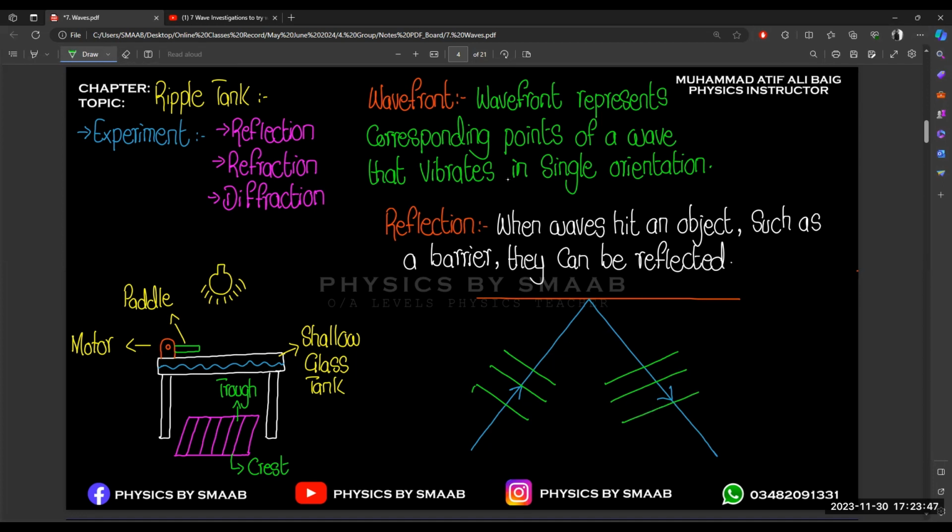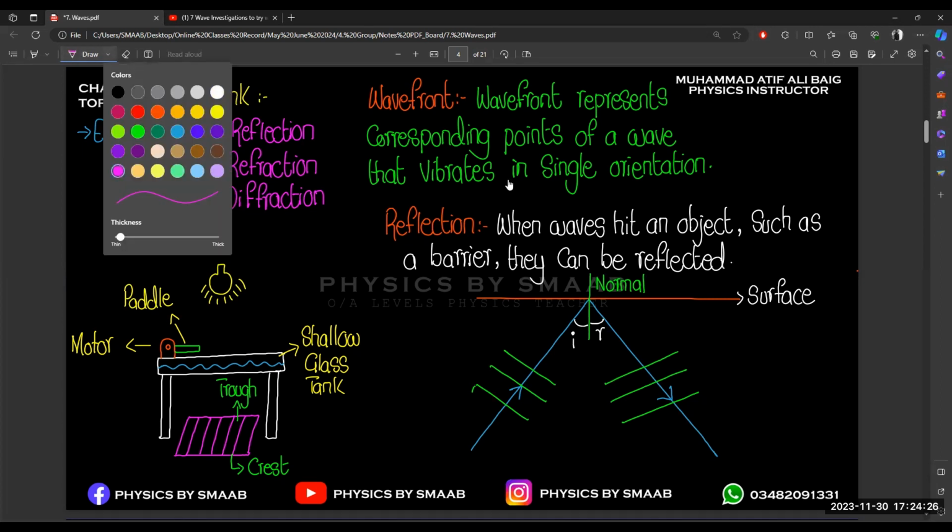And to measure the angle, we need to draw a normal line like this. This is our normal line. And this normal line is always perpendicular to the reflecting surface. You can see it is completely perpendicular to the red line, which we are using for the reflecting surface. So this red line shows you the reflecting surface. And this is the angle of incidence, and this is the angle of reflection. So i represents the angle of incidence and r represents the angle of reflection.